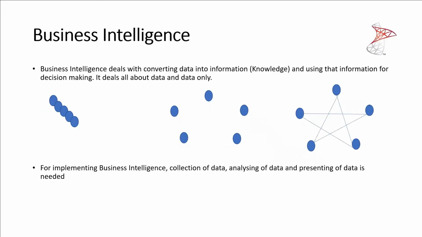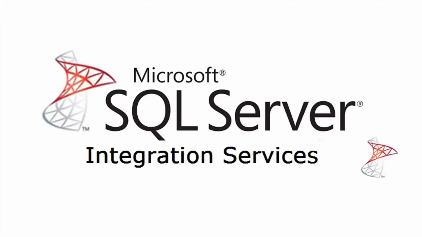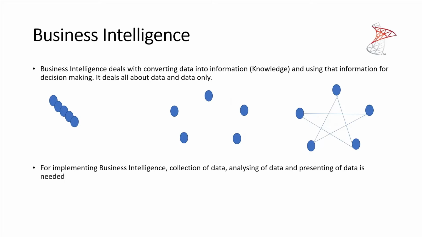So what is business intelligence? Business intelligence deals with data. We have a lot of vast data from different sources. If the data is unstructured or in whatever way it is, what business intelligence does is convert that raw data into information, that means knowledge, and then use that information to make decisions.